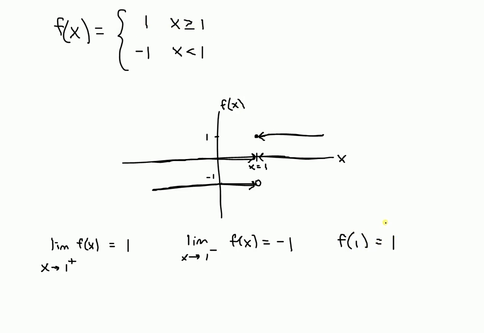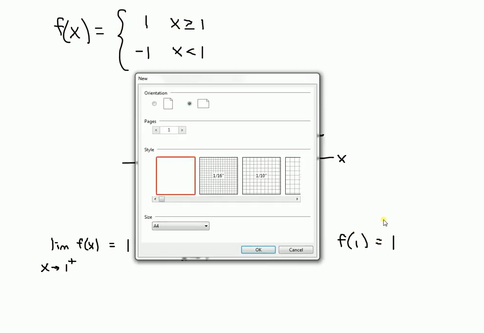Okay? One more example. Let's consider this function, f of x. It's another piecewise function. It's going to be sine of x for x not equal to 0. It's going to be 1 at x equals 0. Okay, so let's draw this function.